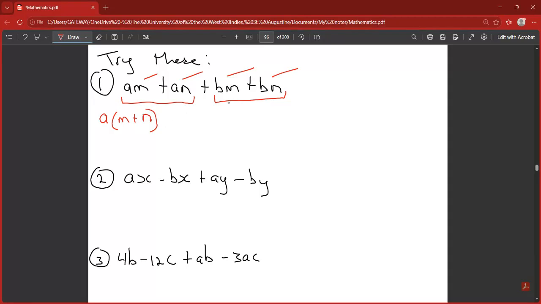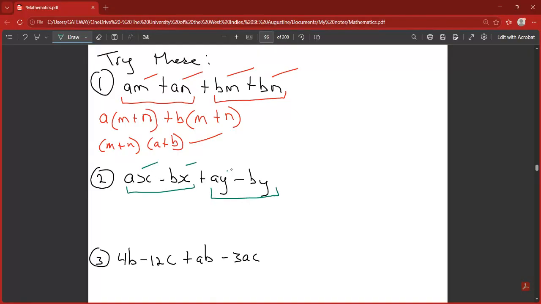Between BM and BN, you're taking out B, open bracket. You're saying in your head, BM divided by B, well, the B will cancel off, agree with M, for your plus sign, BN divided by B, well, the B will cancel off, agree with N, close my bracket. So I'm going to get M plus N, and in the next bracket, I'm going to get A plus B. Very good.